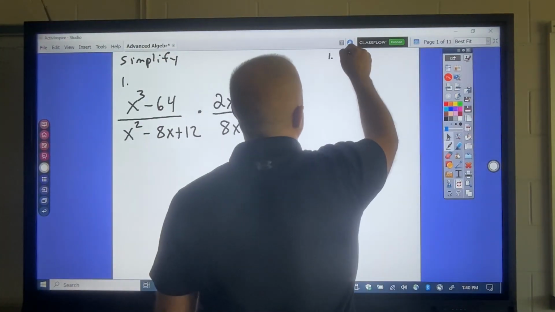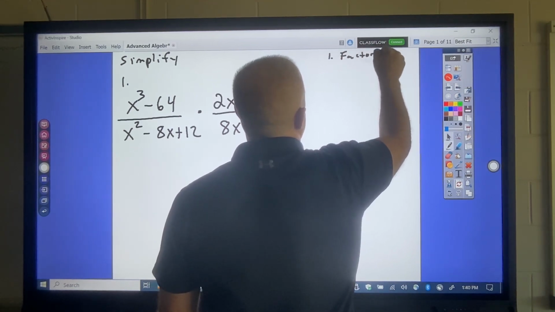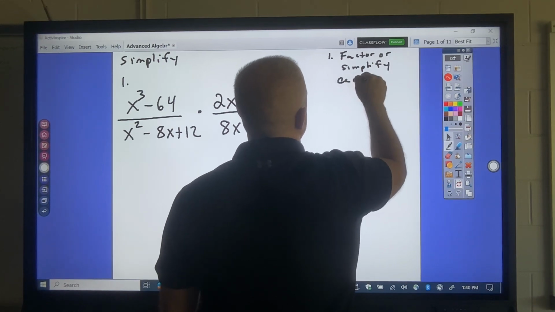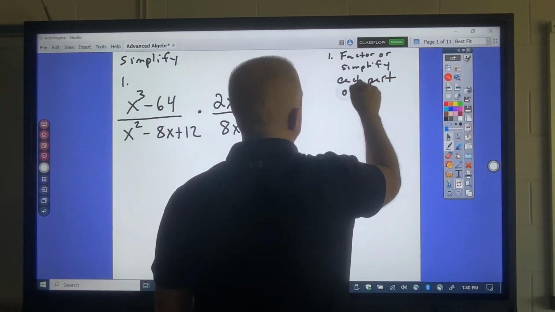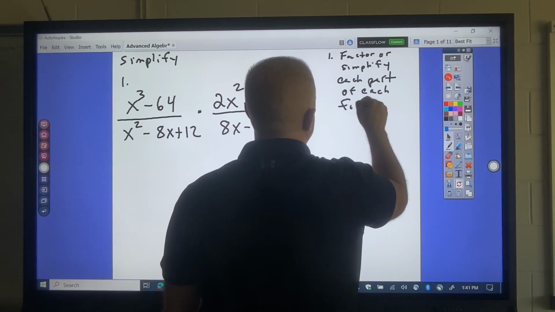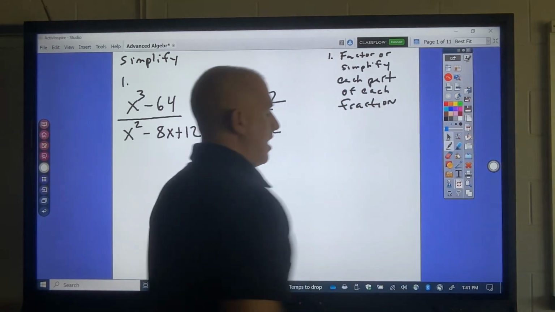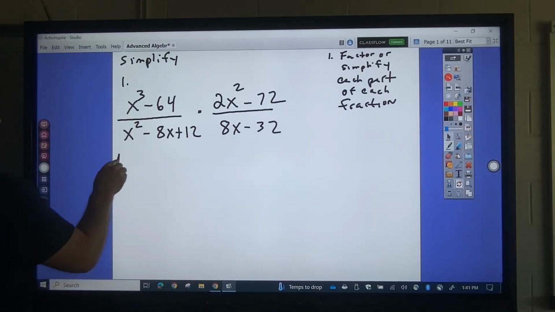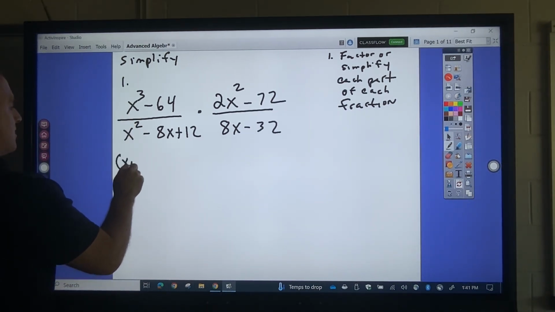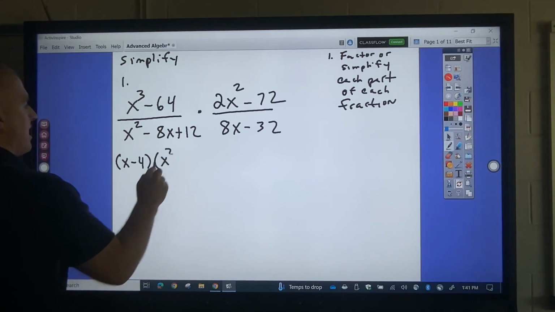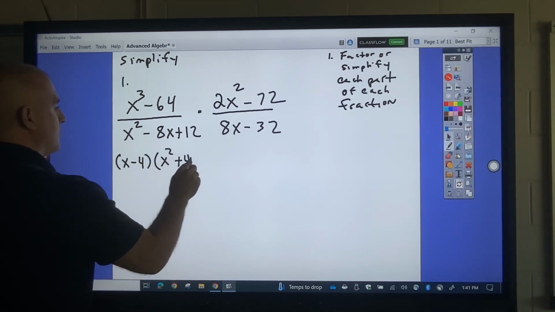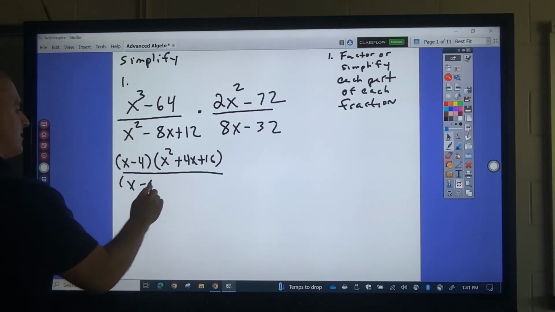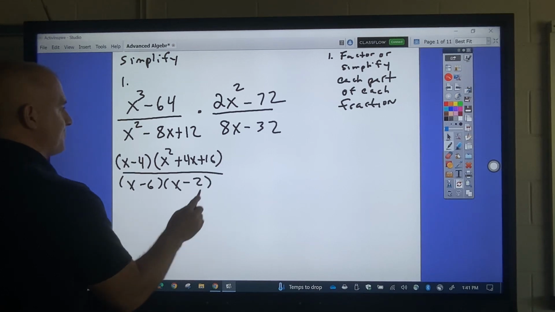What we want to do is factor or simplify each part of each fraction. I'm going to do some of this rapidly in this video just in the interest of time. But what I would do here is factor this. That'd be x minus 4. That's going to be x squared plus 4x plus 16, all over, if I factor this, x minus 6, x minus 2.